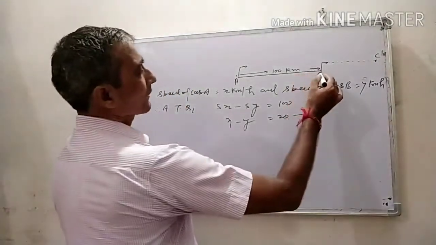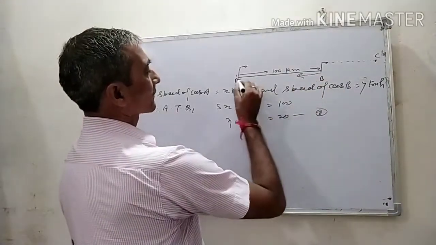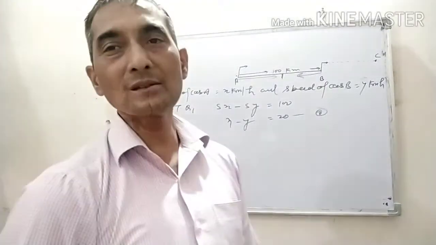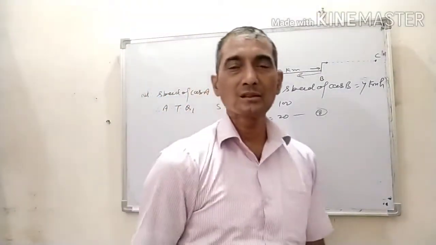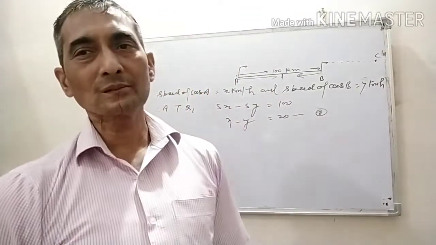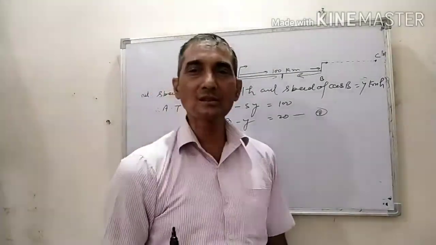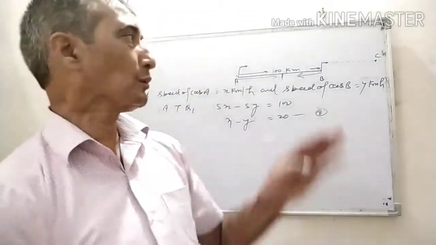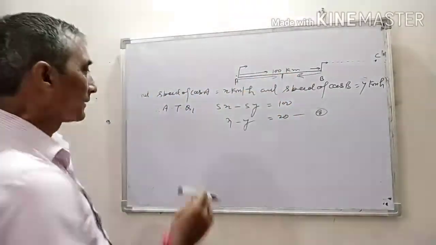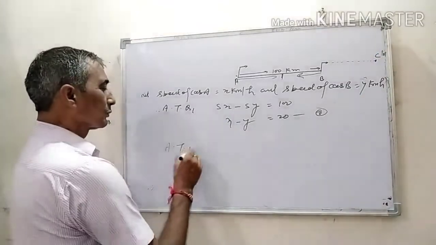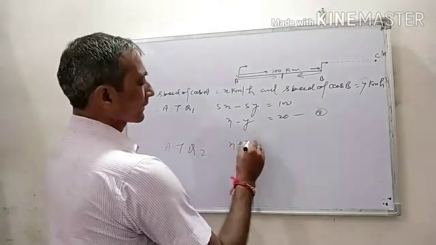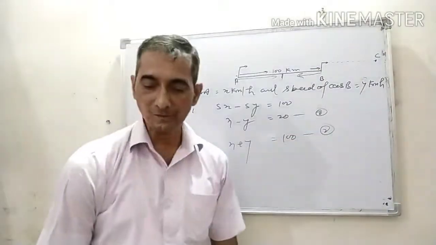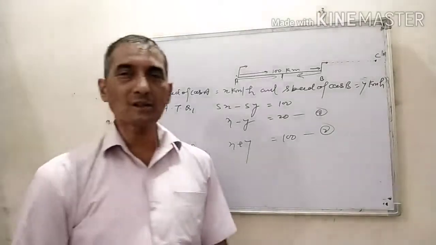And when they travel towards each other, they meet in 1 hour. After 1 hour, the distance traveled by car A in 1 hour plus the distance traveled by car B in 1 hour equals 100 km. That means ATQ2: x plus y equal to 100. Now the second equation. Try to solve it and find your result.